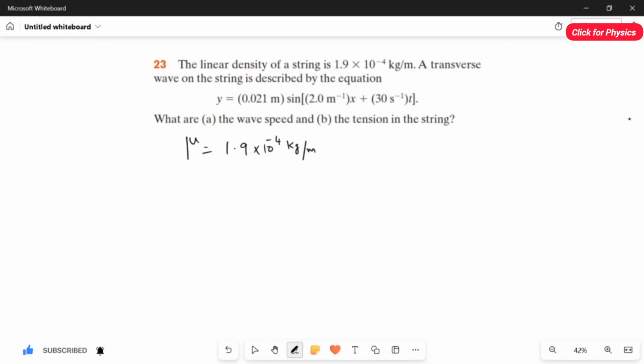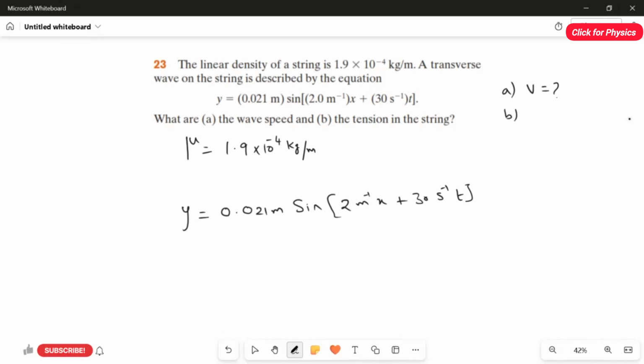And also they gave the wave equation, y = 0.021 meter sine of (2 per meter x + 30 per second t). So here the first question is the speed of the wave, and the second question is the tension in the string.